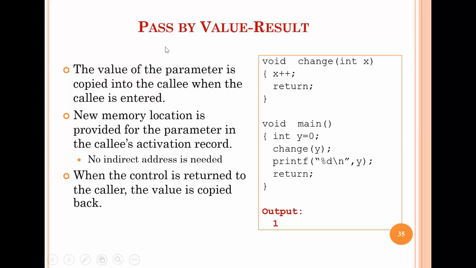Last comes pass by value result. In this case, the value of the parameter is copied into the callee when the callee is entered. A new memory location is provided for the parameters in the callee's activation record. No indirect address is required as in the case of call by reference. When the control is returned, the value is also copied back.